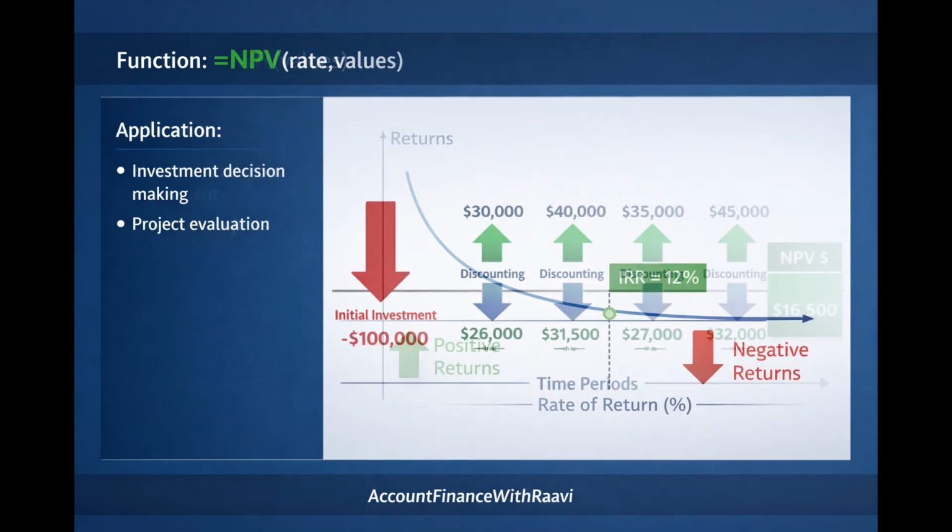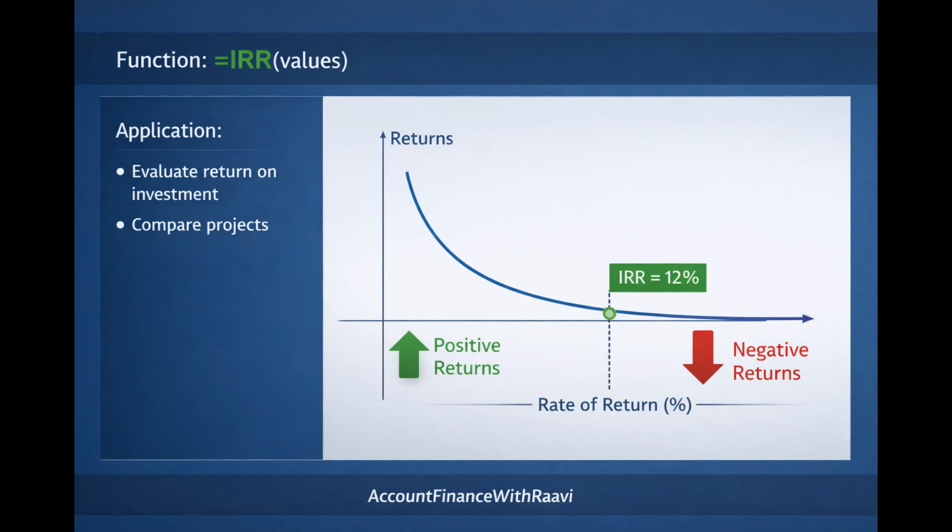And the next function is internal rate of return, that is nothing but IRR. This IRR function is used to evaluate the return on investment. Suppose multiple projects are there, now as a finance manager, you are required to evaluate the multiple projects and decide whether the project is feasible or viable. The major thing which you will be considering is the return on investment. So in order to evaluate the return on investment, we will be using this IRR function.